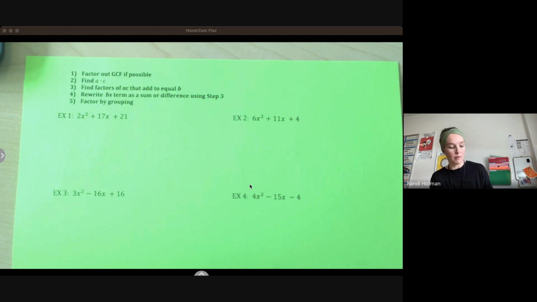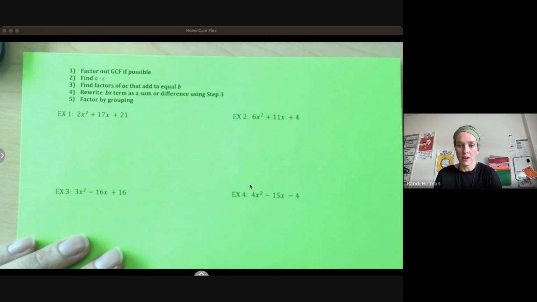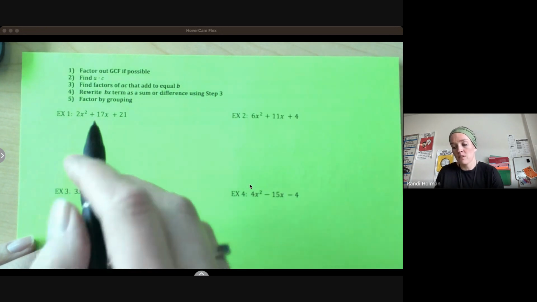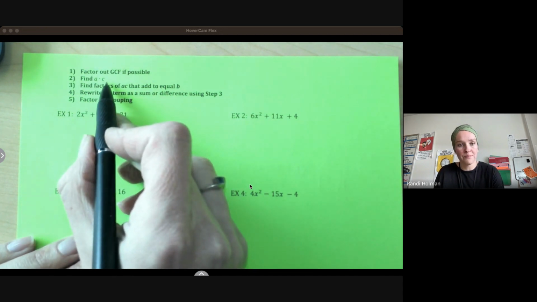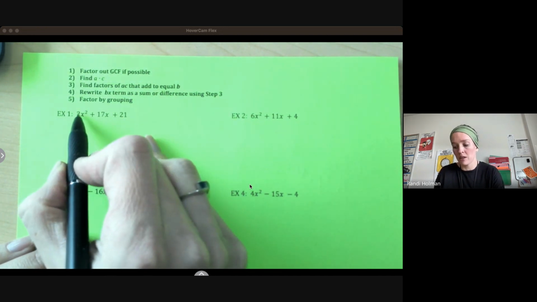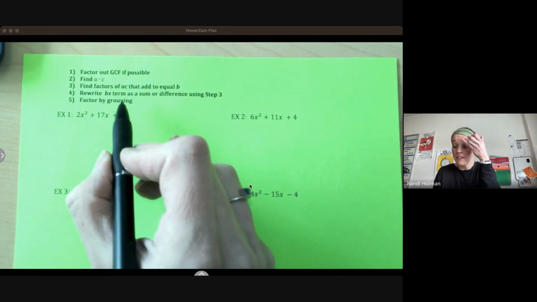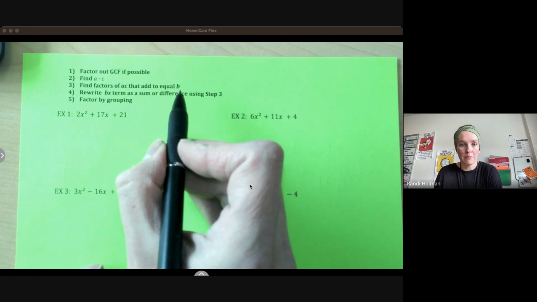But we're going to look at some strategies we could use to make it a little easier to systematically attack these problems. So if we're looking at a trinomial, the first thing we're always going to do is factor out our greatest common factor if possible. Sometimes you'll do that, and then you'll end up with a trinomial that has an a value of 1, and then you can use our strategies from that to continue factoring. If you don't, then you're going to find a times c. We're looking at our lead coefficient and your constant, multiplying those together, and finding factors of a times c that add up to b.